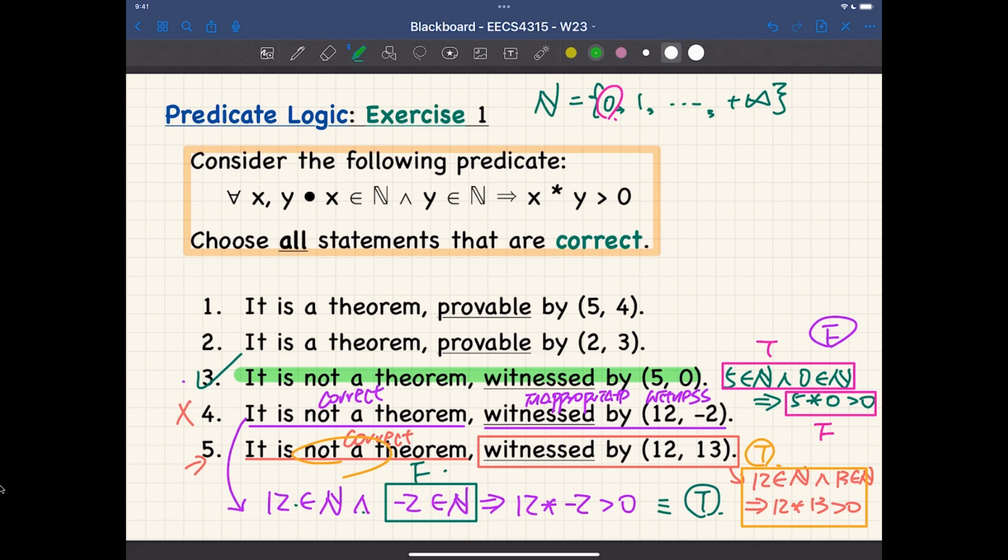I was just asking, could you repeat why it's not a theorem? Because this is not a theorem: you cannot argue that all the combinations for x and y will give you something larger than 0. When both are 0, for example, it's going to give you false, so it cannot be universal.